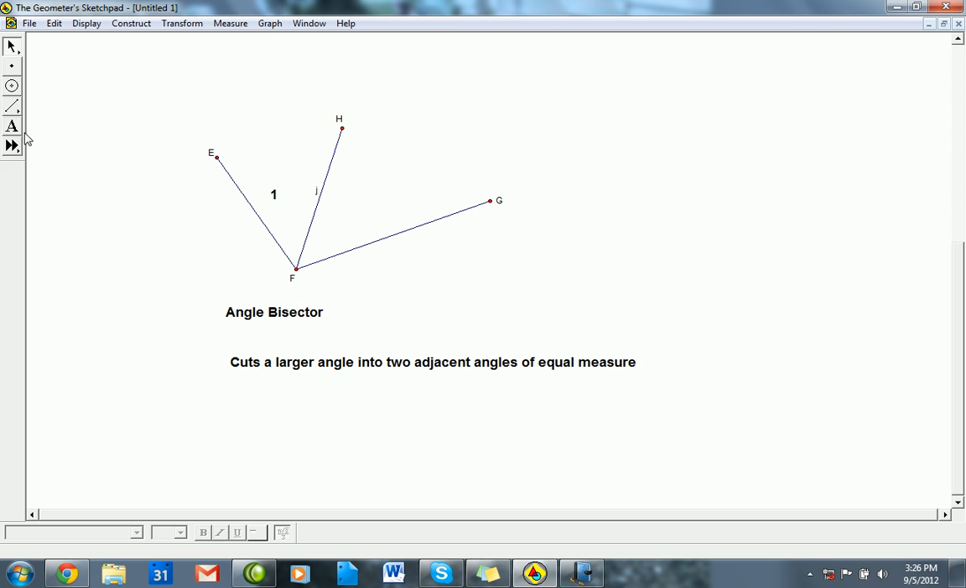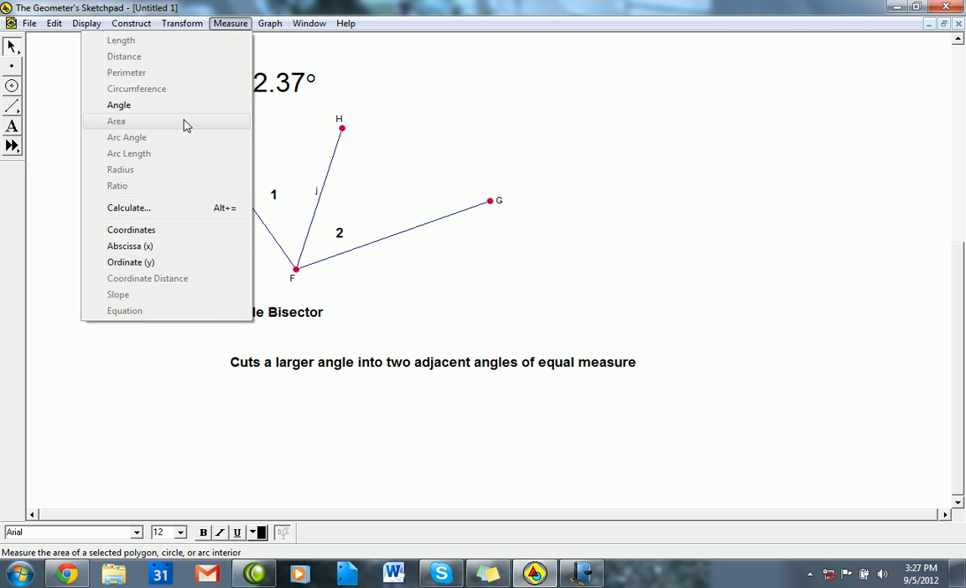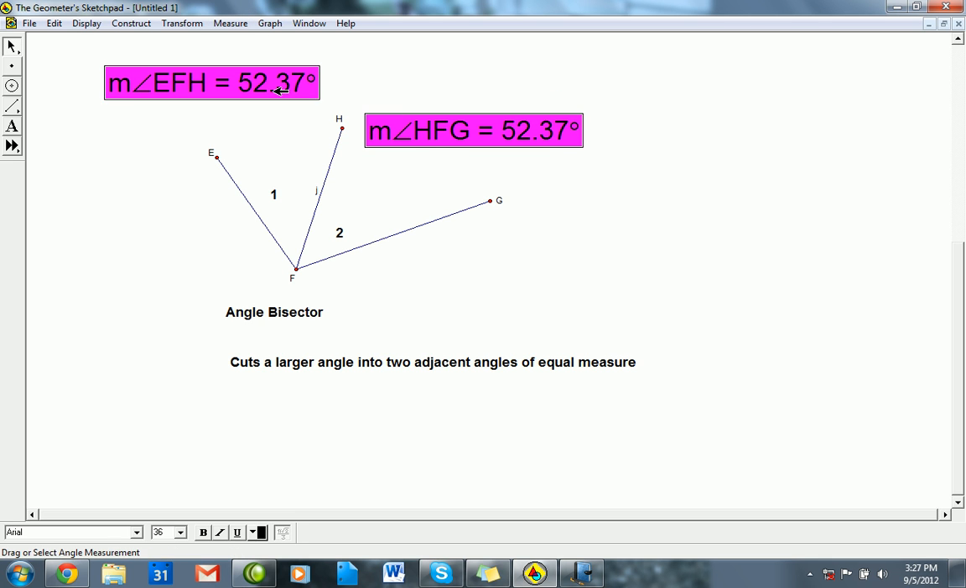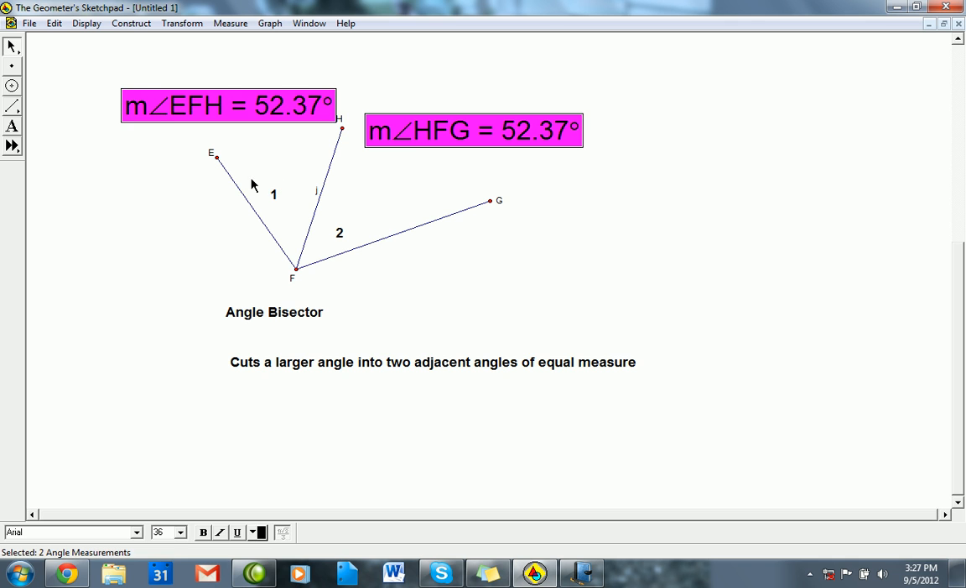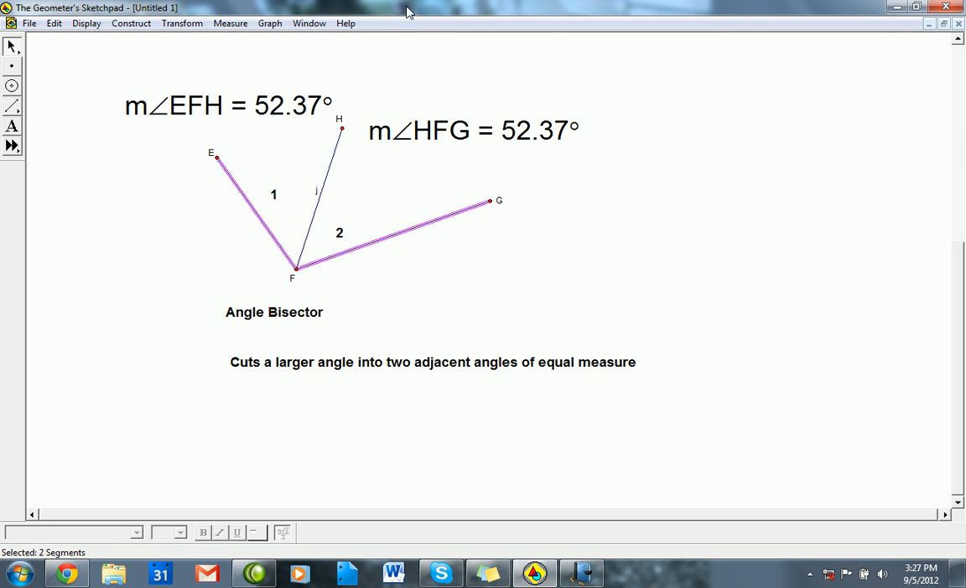So let's just make sure that's happening. So if there's angle 1 here, and here's angle 2, let's see what happens with this angle bisector segment FH. We're going to measure angle 1, and that's 52 and change degrees. It's an acute angle. We're going to measure angle HFG, and what do you know? They're both the same, right? And so that's what angle bisectors do. They create two equal adjacent angles from the larger angle. So ray FH, or segment HF, bisects angle EFG, since angle 1 and angle 2 have equal measures. They're adjacent angles. All right.